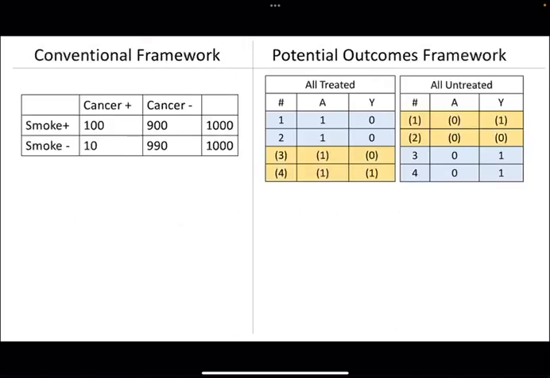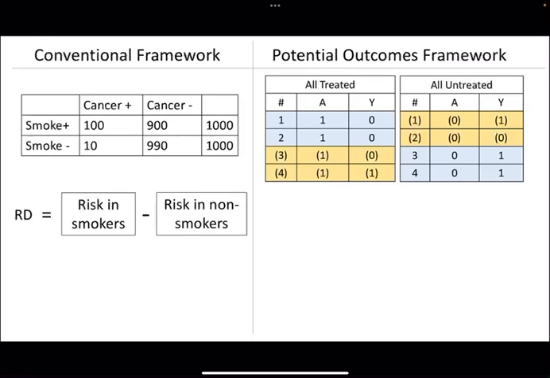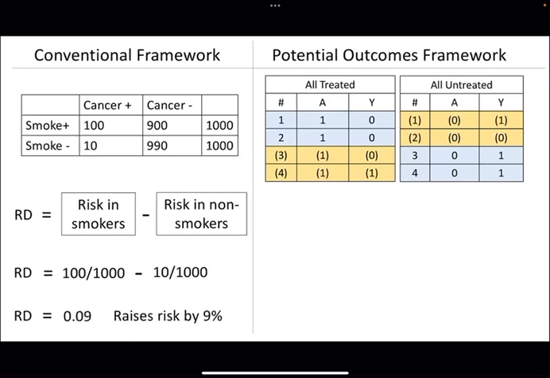So how the conventional and the potential outcomes frameworks would go about this: the conventional one would find the risk in smokers and subtract the risk in non-smokers, considering that to be the baseline risk. So that would be 100 divided by 1,000, that's the risk in the smokers, subtracting 10 divided by 1,000, that baseline risk in the non-smokers. And you get a value of 0.09. So when you're a smoker, your risk is raised by 9% above the baseline.